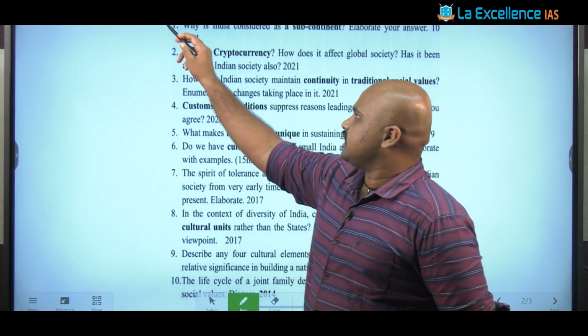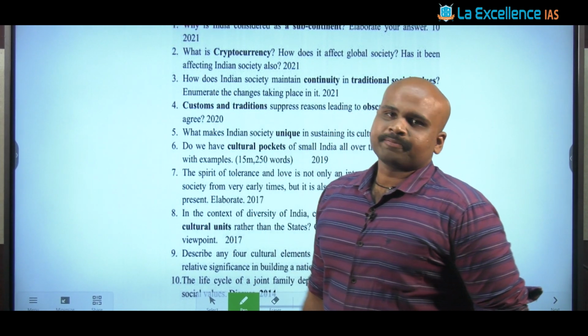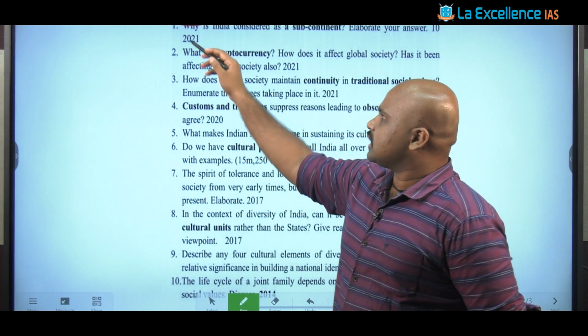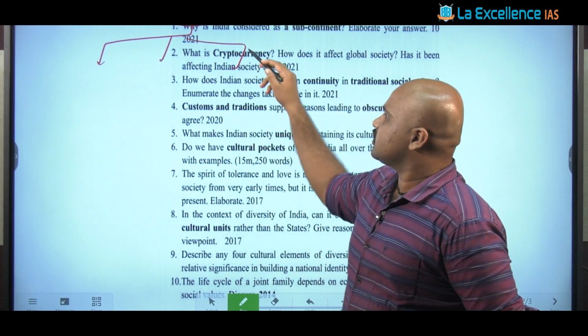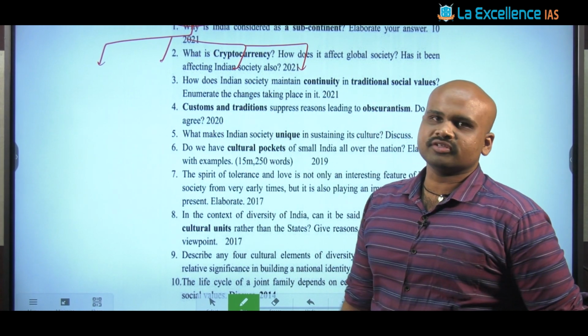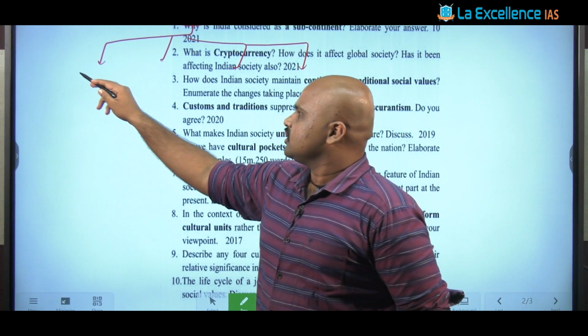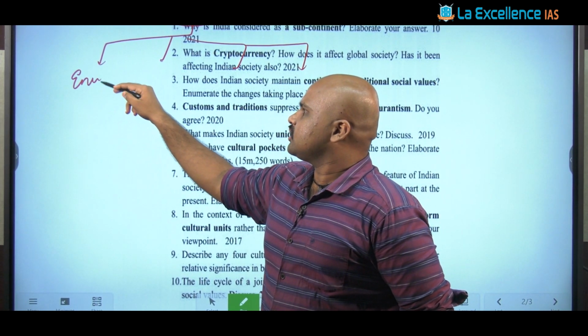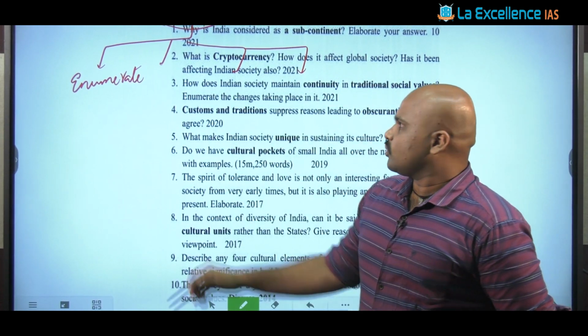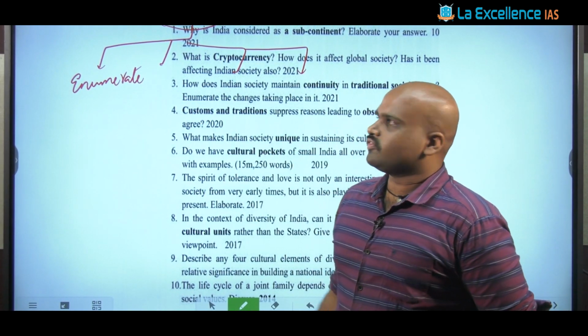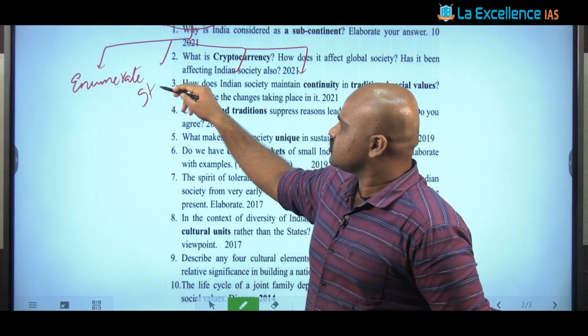Now when you look at the salient features of Indian society, and what dimensions are to be included in the notes when you make notes on it, the first thing is you have to enumerate what the salient features of Indian society are. Then, once you enumerate them, we are supposed to talk about what the status is.